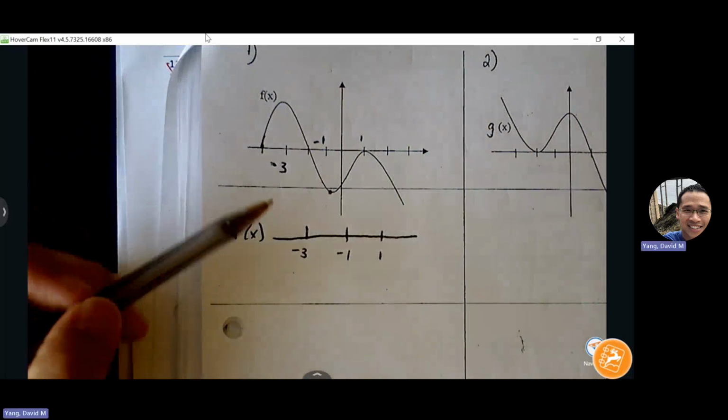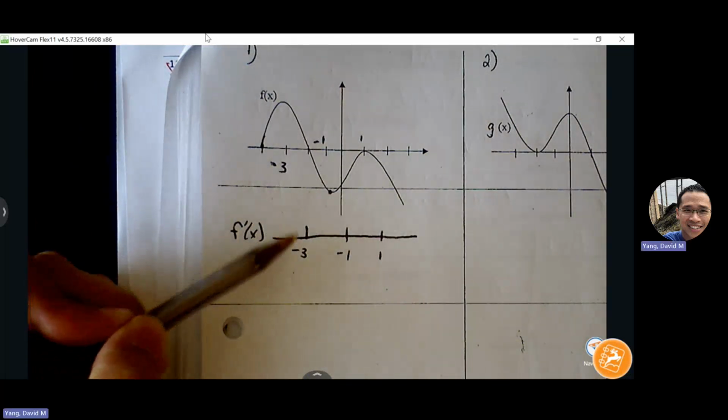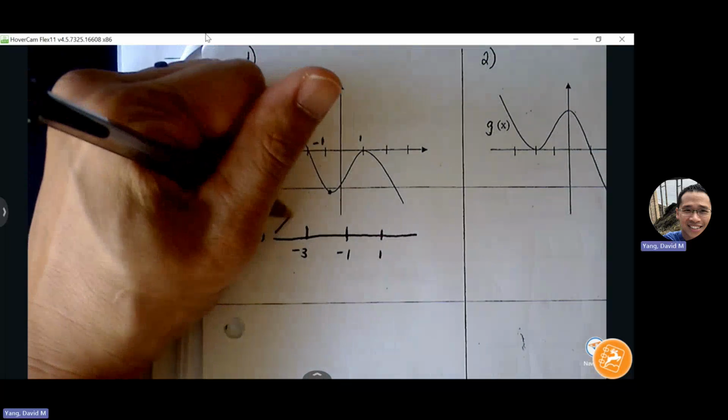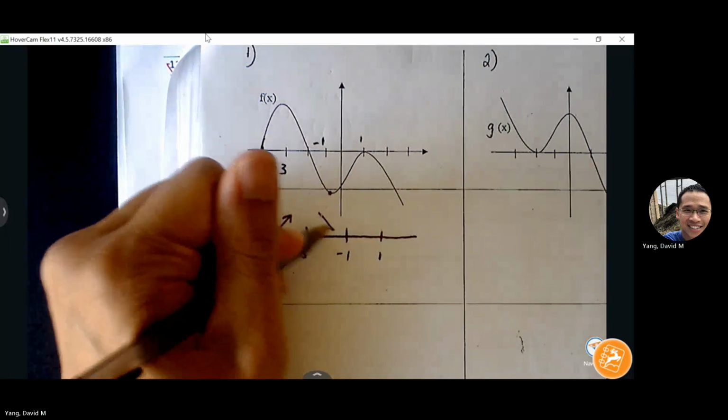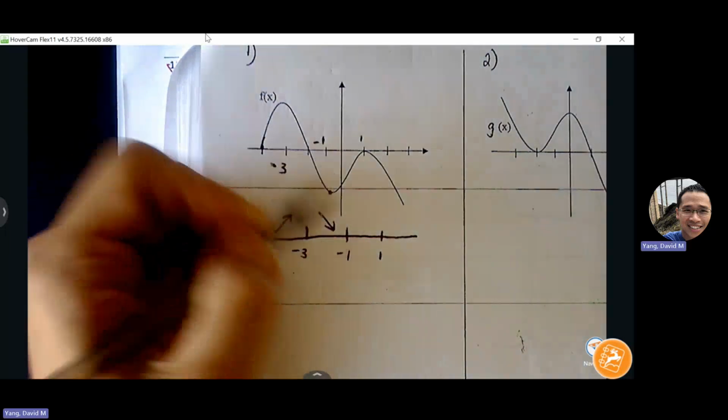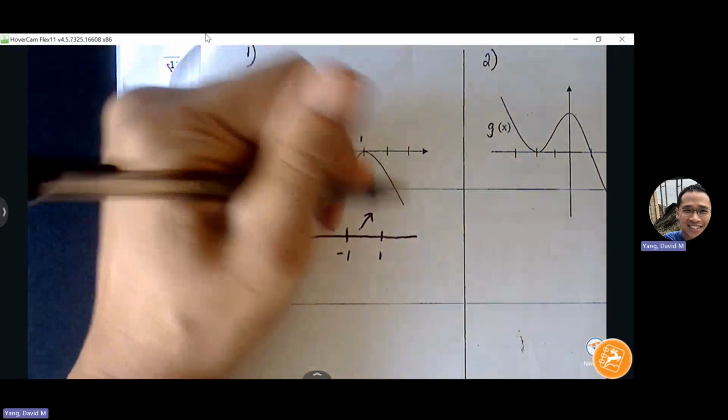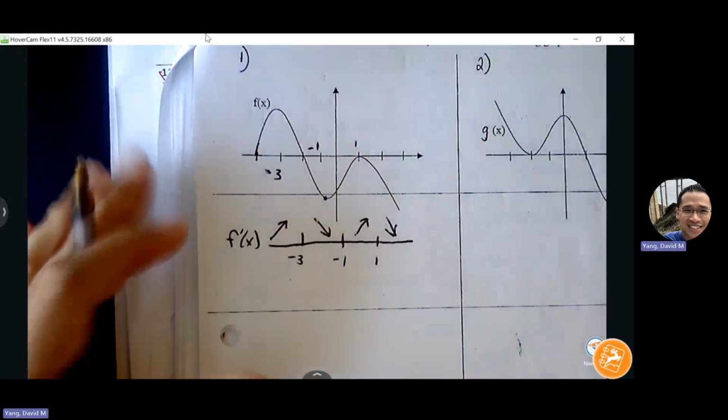Now, what is the slope behavior to the left of -3? Positive. Between -3 and -1. Just read the graph as it is, right? Between -1 and 1, positive, and then negative.